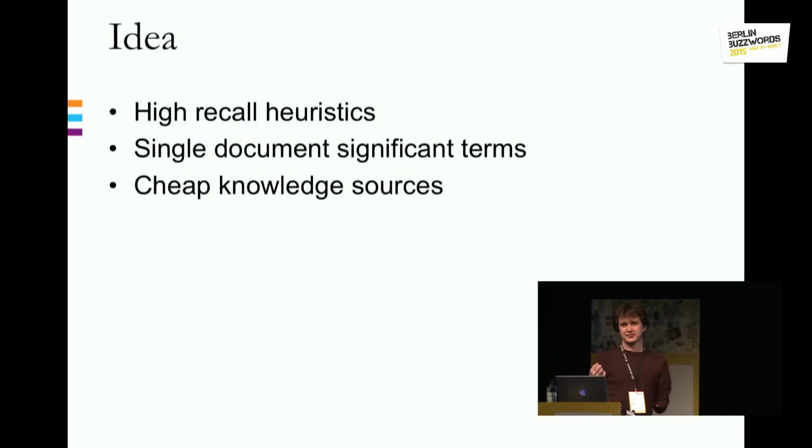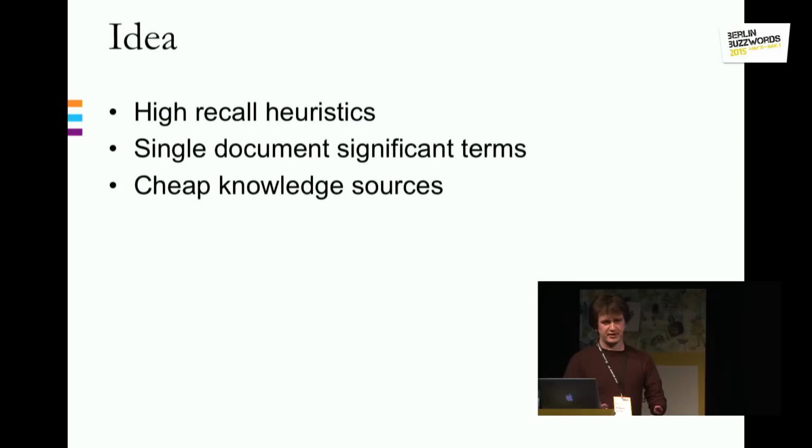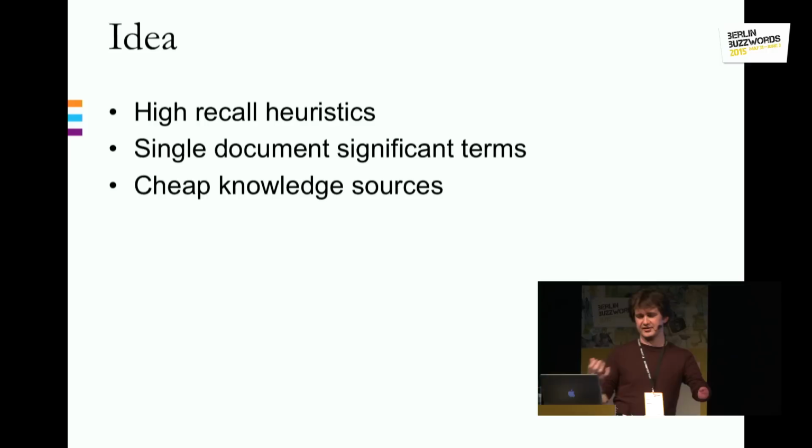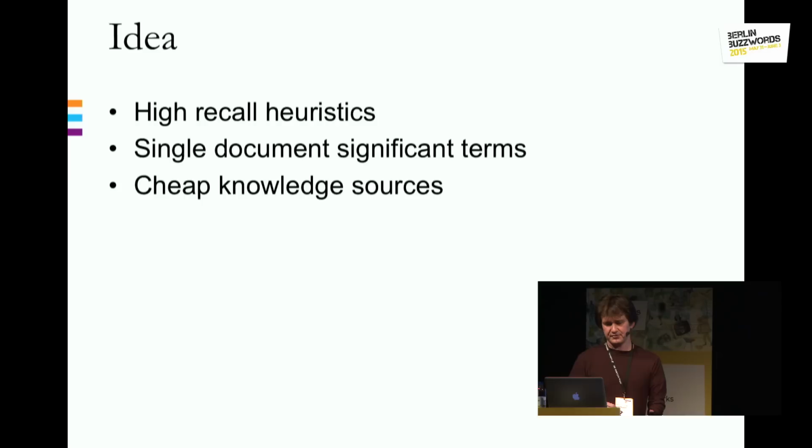Okay, so to summarize the idea, we're going to use high recall heuristics to scoop up as many entities as possible, along with a lot of other stuff, actually. It's going to collect potential entities with a very wide net. We hope to have as close to 100% recall as possible. And then we're going to score these entities with significant terms. And finally, we're going to use whatever cheap knowledge resources we have to fix up the result we get.